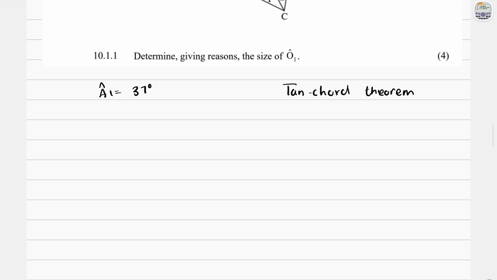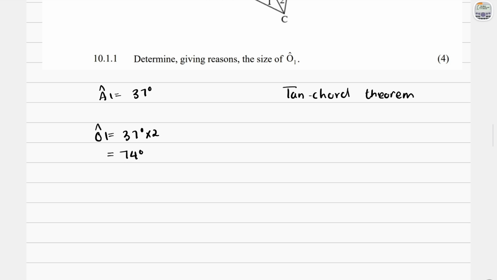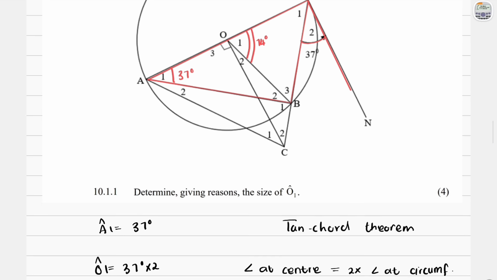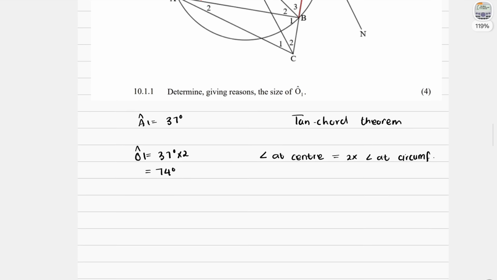So we can just tell them angle O1 is equal to double the size of this. So 37 degrees times 2, which is 74 degrees. And this is because the angle at the center is twice the angle at the circumference supported by the same chord or arc. And that is the size of angle O1. Okay, and we also have the size of angle A1 as well. Moving on to the next question.